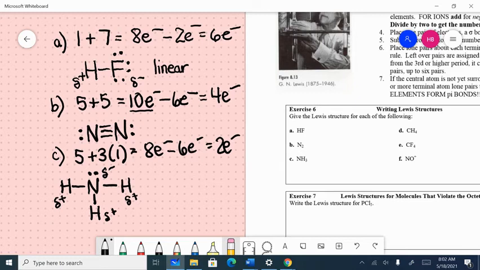And remember, he is a pyramid. You'll hear him called trigonal pyramidal. So therefore, these polar bonds cannot have symmetry. Therefore, it is a polar molecule.